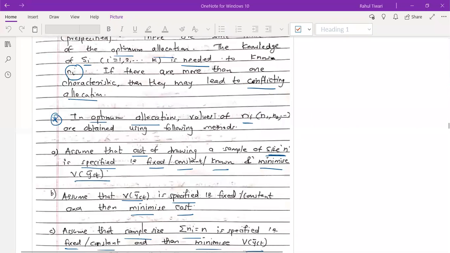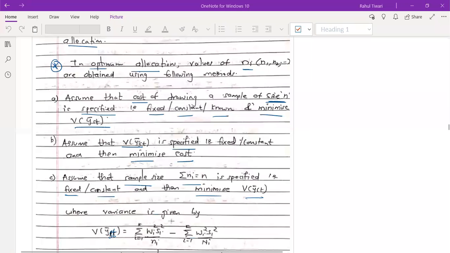To get the values of Ni, we have used three conditions. In the first condition, we need to draw the sample. Assume that the cost of drawing the sample is fixed, and minimize the variance.